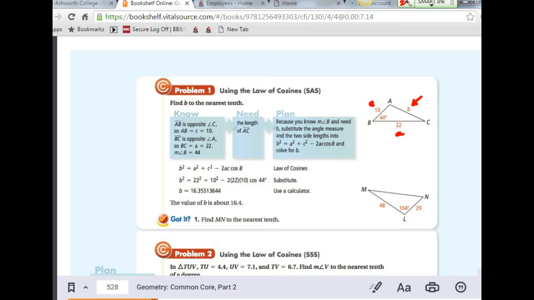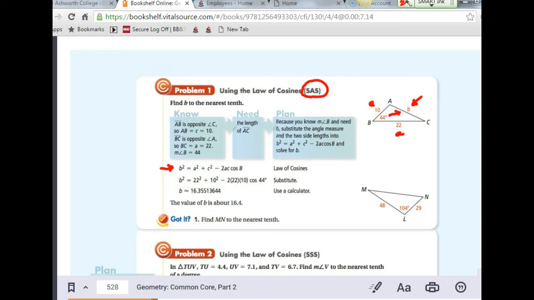Now, if you know two sides and the angle between them, which is why they're saying this right here, if you know two sides and the angle between them, and then the other side would be the side opposite of that particular angle, then that's when the law of cosine works. Okay? And the law of cosine is this right here. This is the law of cosines.